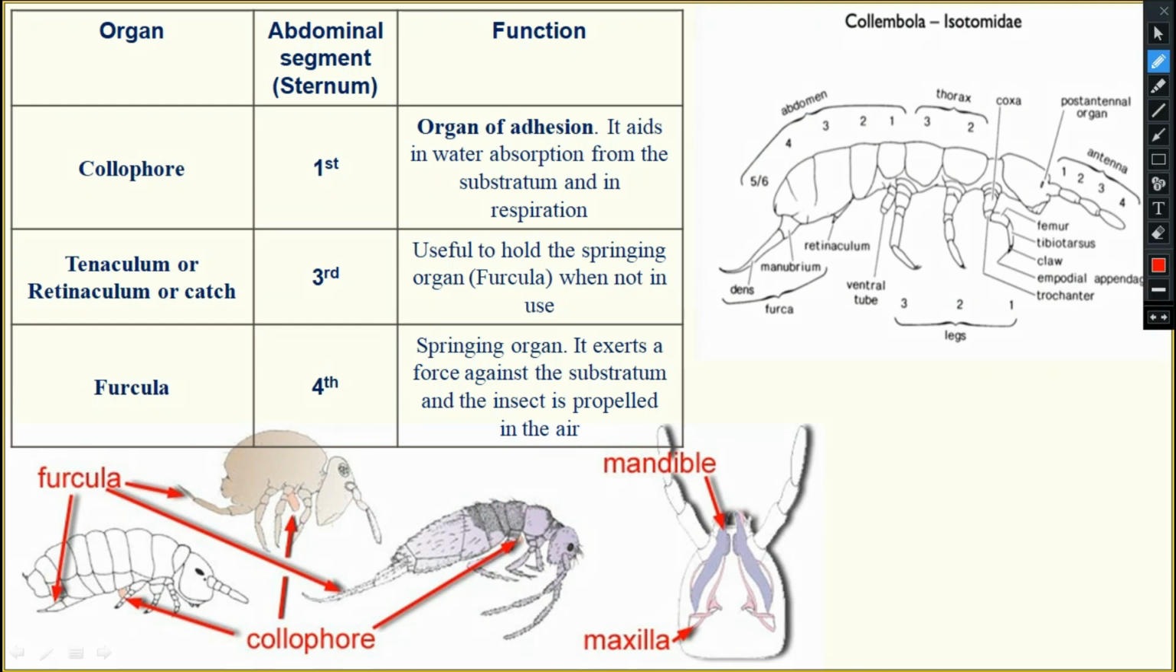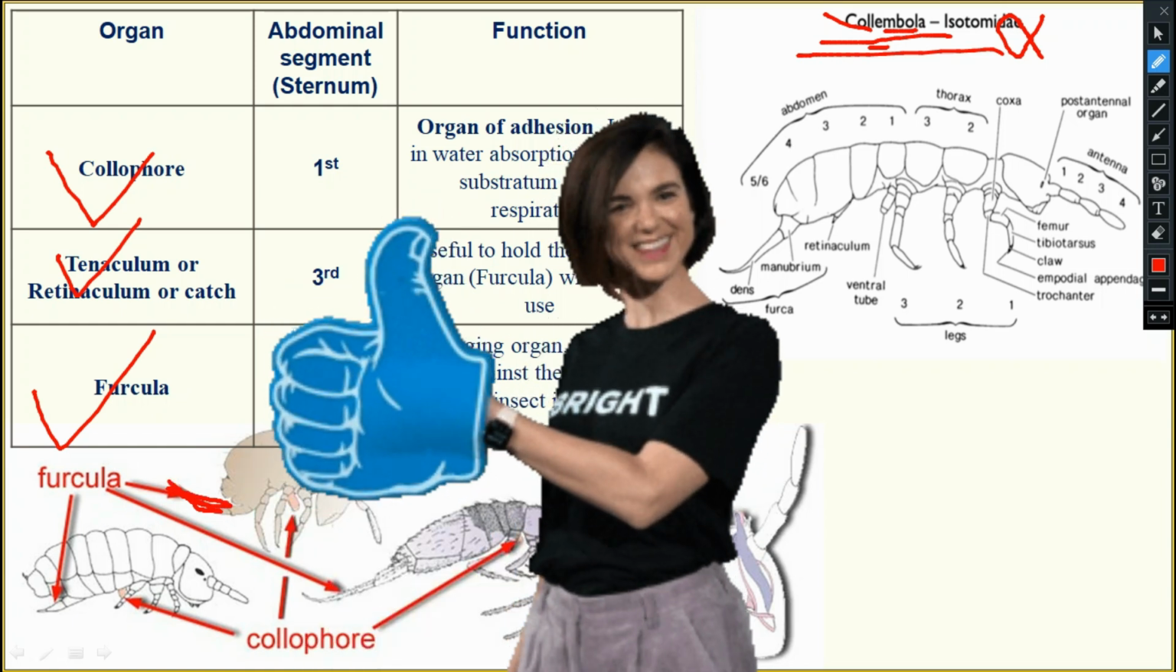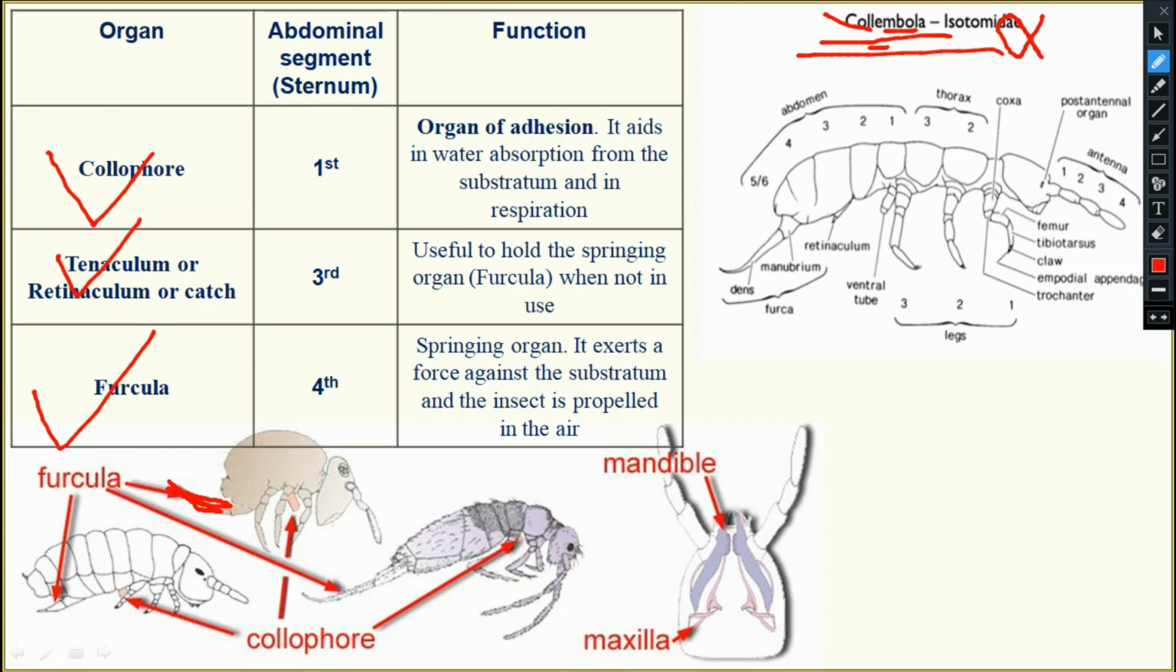Organs: collophore, tenaculum or retinaculum, furcula. Present in which insect I told? Collembola, that means springtail. Family name is not important, just remember the order and insect. Collembola means springtail. Why is the name springtail? Because they possess a spring-like structure. That is known as what? Furcula. That's why the name is springtail. Understood? So collophore is present on the first abdominal segment. You see this one, also known as ventral tube.